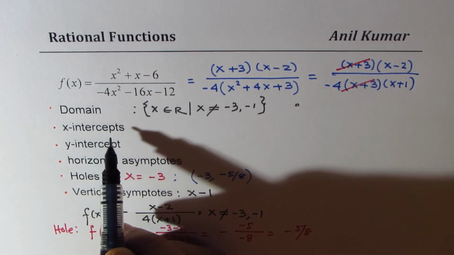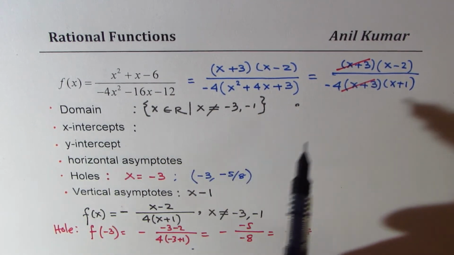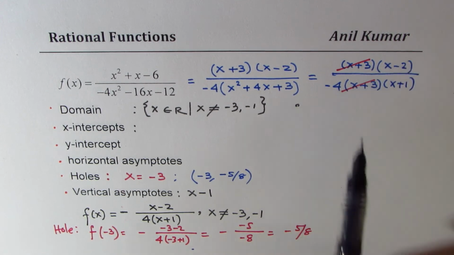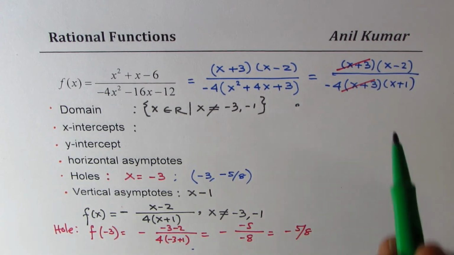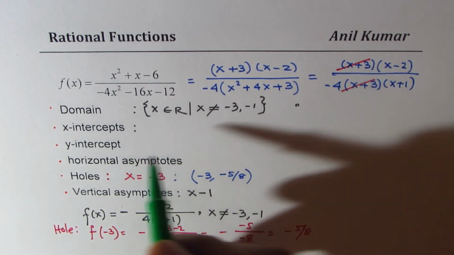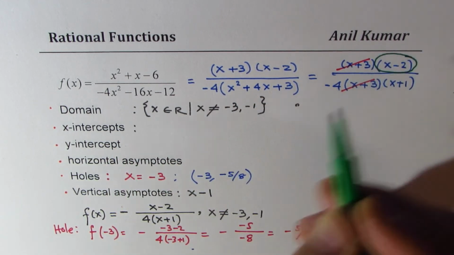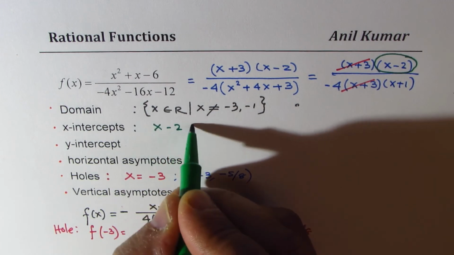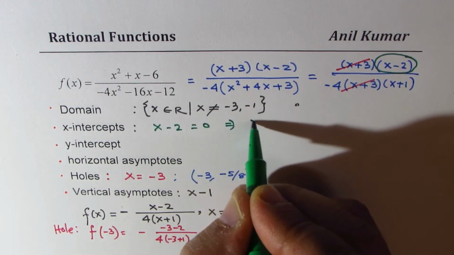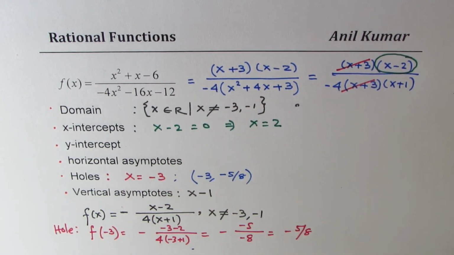X-intercept means we have to set the numerator to 0. Y will be 0 when the numerator is 0, right? So for the x-intercept, we have to equate the numerator to 0. That means x minus 2 equals 0, which gives you x equals 2.